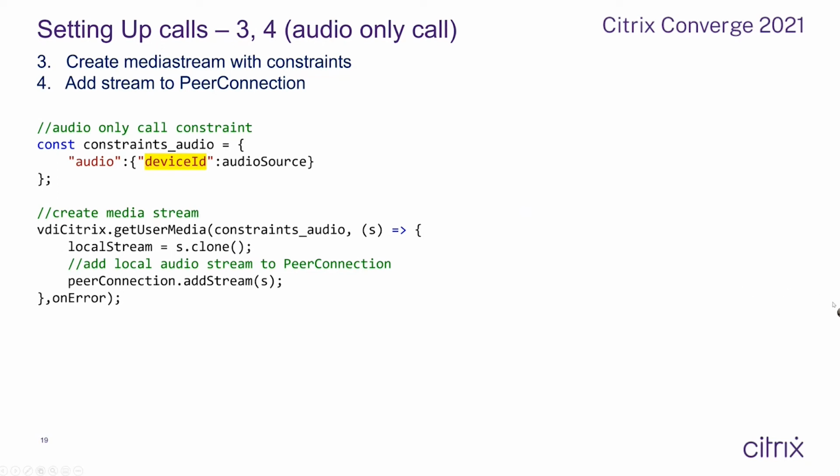All right, restarting. When setting up an audio-only call, the constraint is pretty simple. All we need is to properly set the input audio device ID, for example, which microphone to use. So in this case, the microphone device ID is set to the device ID property of this constraint. Once we create the media stream with get user media, then we add a cloned copy to the peer connection object. It's very important that we add a clone copy into the peer connection object.